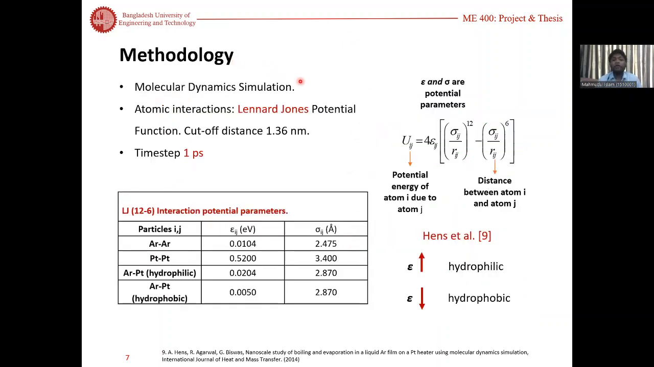Now, we have done molecular dynamics simulation with Lennard-Jones potential function as atomistic interaction function with time step 1 picosecond. On the right side, we can see that this is the potential function, and there are two important parameters, epsilon and sigma. Epsilon is called potential well, and according to Hens et al., as we increase the value of epsilon, the surface becomes hydrophilic, and as we decrease the value of epsilon, the surface becomes hydrophobic.